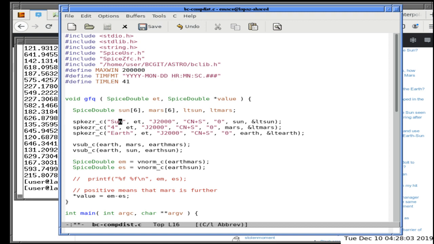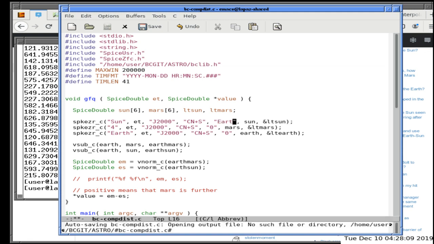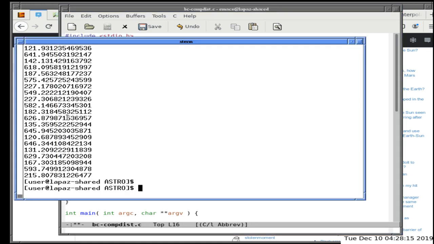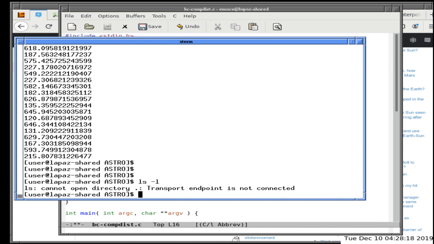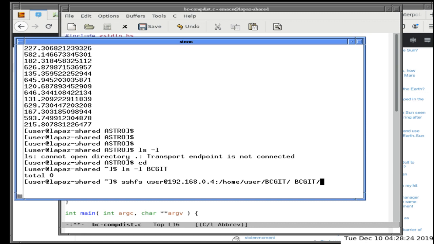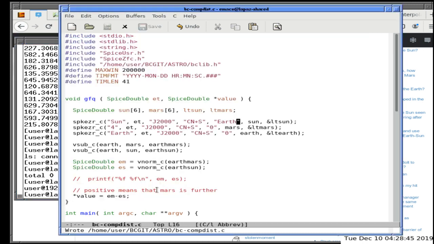So what we're going to do here is basically the same thing, except instead of from the solar system barycenter, we're going to say Earth. And oh, yes, once again, I have failed to SSHFS. If I do an LS, transport endpoint is not connected. I take this machine down every night and bring it back up. VirtualBox has a really nice freeze and unfreeze feature, but it's not quite good enough to keep an SSHFS tunnel open. So let me go ahead and do this. This time I cannot tell you the password. Now there we go.